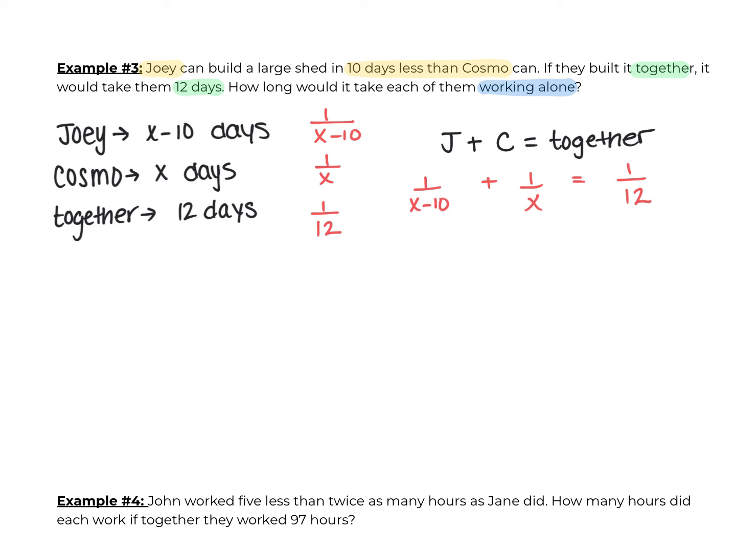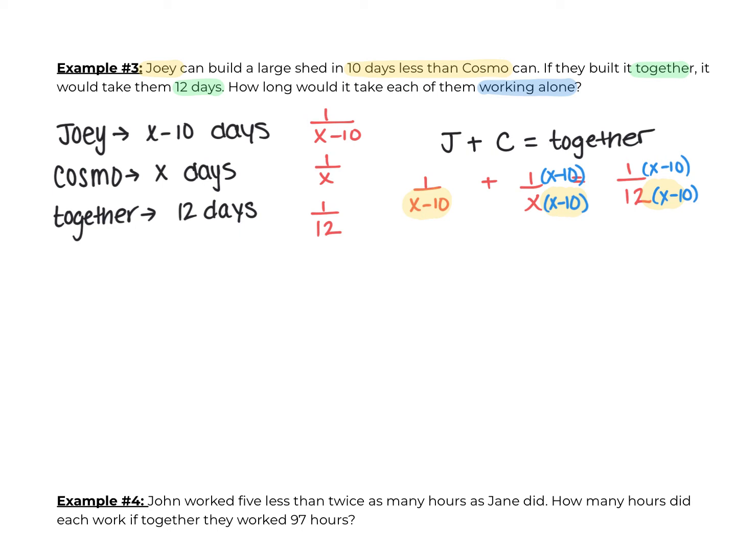So let's use some colors. Joey is going to be yellow. So if I have an X minus 10 here, that must mean I need an X minus 10 there. Whatever I do to the bottom, I have to do to the top. So we're going to put X minus 10 here and X minus 10 here. And then I also need a yellow over here, so X minus 10 must also go here, and whatever I do to the bottom, I have to do to the top. So now every denominator has a yellow of an X minus 10.